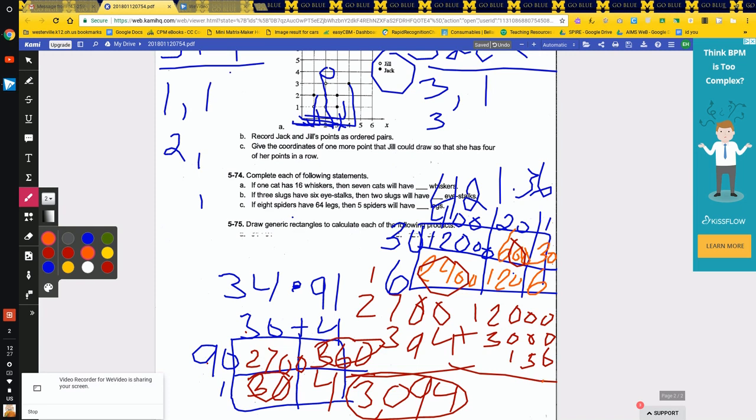6 plus 0 plus 0 is 6. 5 plus 0 plus 0 is 5. 1 plus 0 plus 0 is 1. 3 plus 2 is 5. 1 plus nothing is 1. So it's 15,156. So hopefully you learned something.